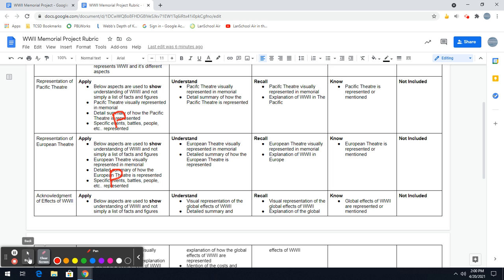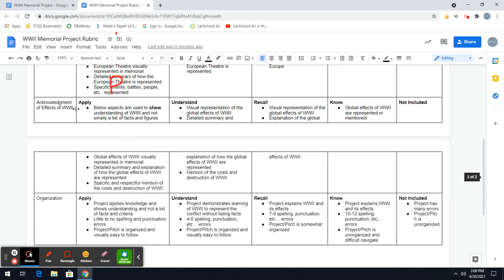and explaining what's going on. The final piece is the acknowledgements of the effects. So again, you're showing the effects of World War II. You're demonstrating how it's a global war, and then you're summarizing it in your pitch. So your pitch has to be pretty quick. If you think about it, it's probably going to be broken down into about 1.5, maybe 2-minute segments.